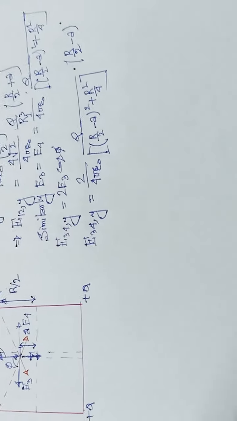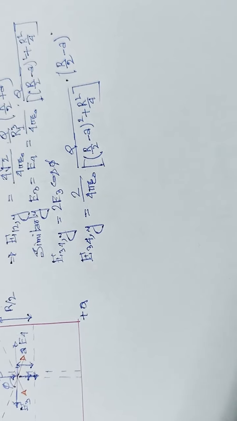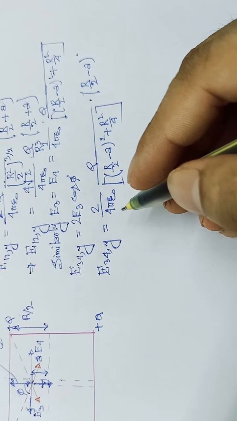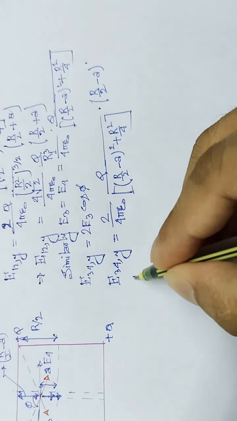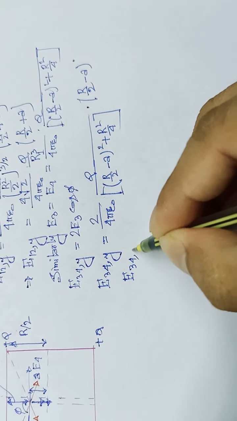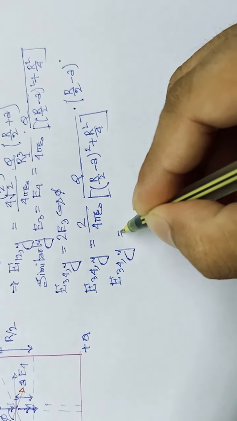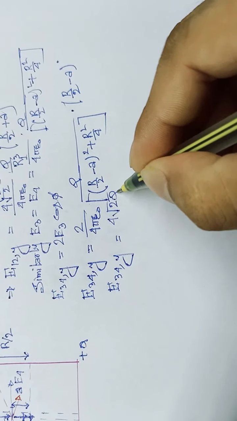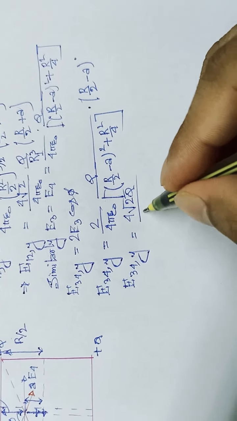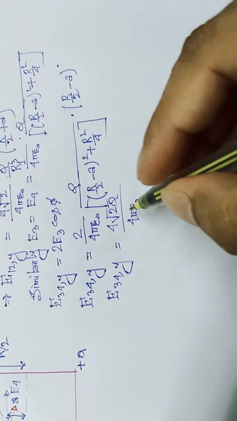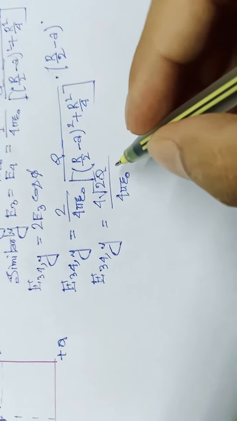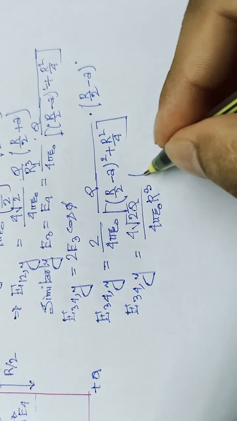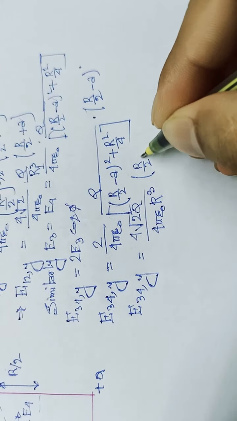Now from this calculation we can neglect the value of A. So after neglecting we can write the value of E34Y will be equal to 4 root 2 Q divided by 4 pi epsilon naught R cube into R divided by 2 minus A.